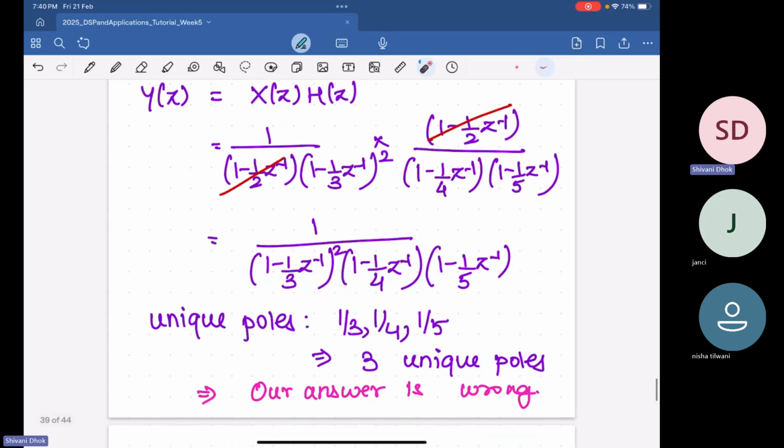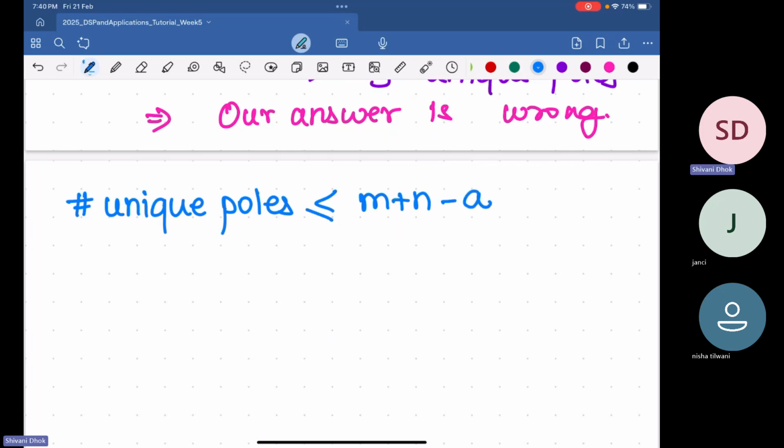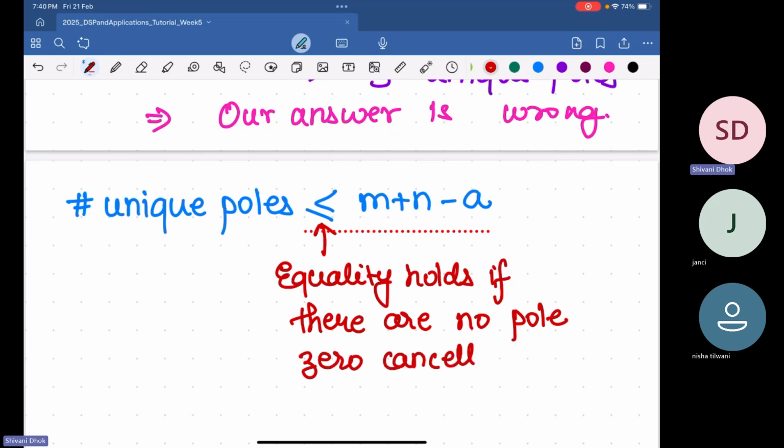So what we can do is we'll modify it a little bit and we'll say number of unique poles is less than or equal to m plus n minus a, and this equality holds if there are no pole 0 cancellations. Is it clear? Any questions?